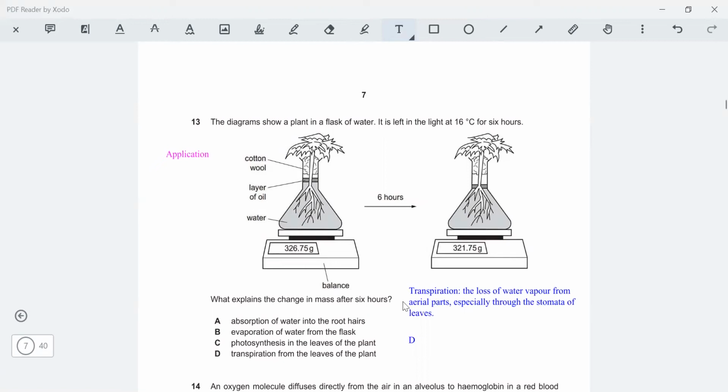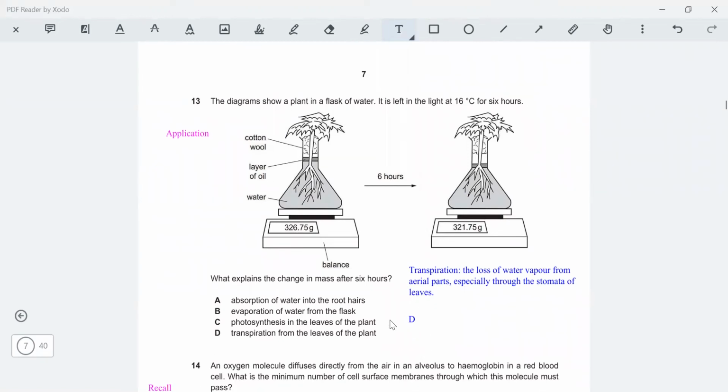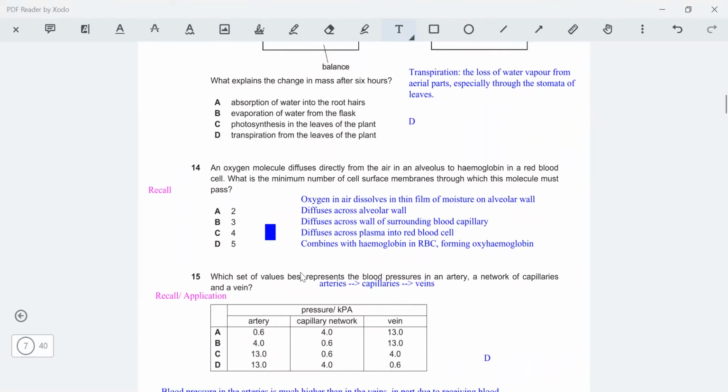But actually, it is option D. So it's transpiration from the leaves of the plant. Because transpiration is the loss of water vapor from aerial parts, especially through the stomata of the leaves. So there's no way for water to escape except for the leaves. And even if the plant were to take up water, it would still remain the same mass because it is unable to release the water from the aerial parts of the leaves. So option is D. Question 14.